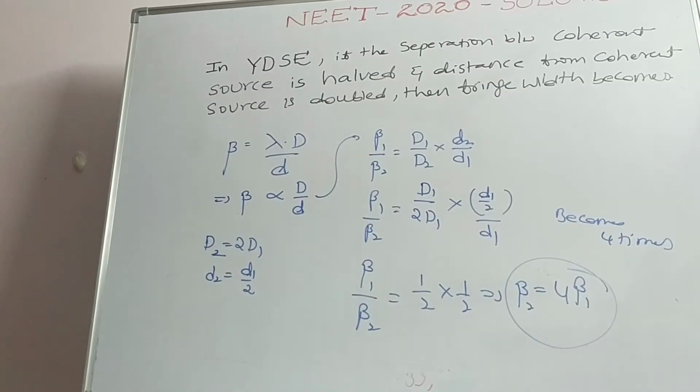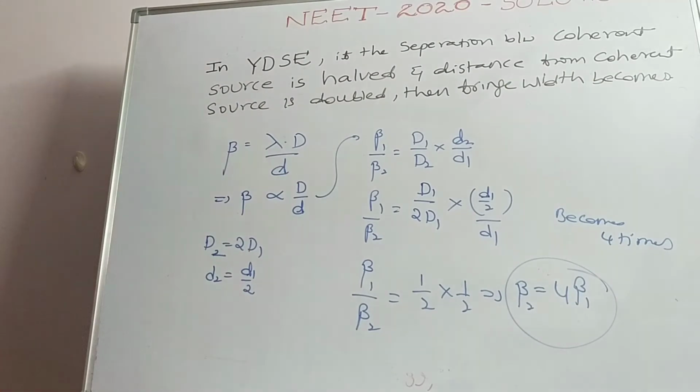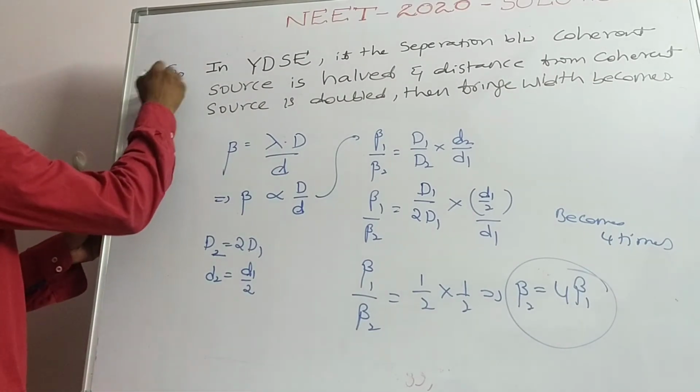Now here is the other question, that is question number 20. In Young's double slit experiment, if the separation between the coherent sources is halved and the distance from the coherent sources to the screen is doubled, then the fringe width becomes?